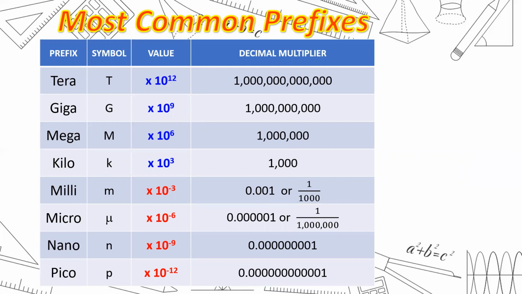Mega, we use capital letter M for mega, and our multiplier is times 10 raised to positive 6, and the multiplier in decimal is 1,000,000. The same thing with kilo, that is times 10 to the positive 3. Our decimal multiplier is 1,000, and so on and so forth for milli, micro, nano, and pico.